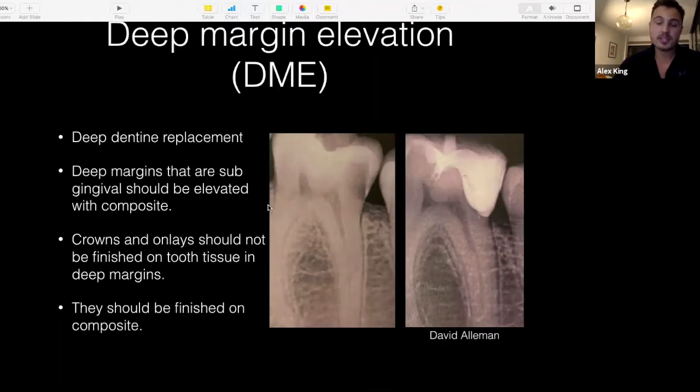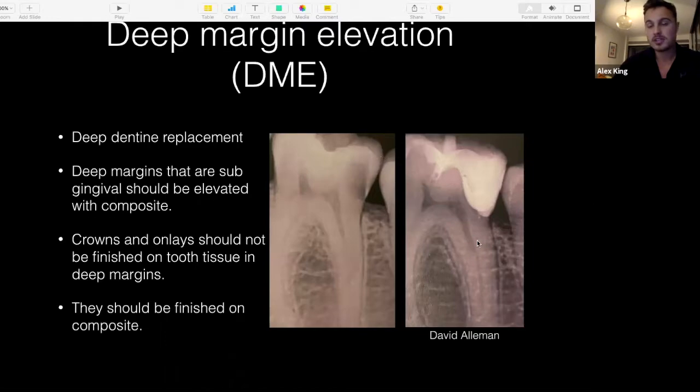And this goes against probably what we're taught in dental school. Finish your restorations on sound tooth, but this isn't the case. In areas just gingival or very deep, if you're going to do a crown, don't finish it on the tooth. It's not predictable. It should be finished on composite. Crowns and onlays with deep margins should always be finished on composite.